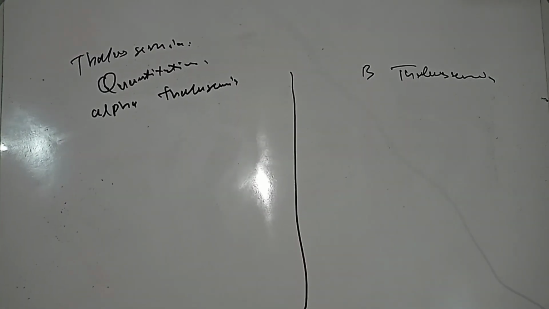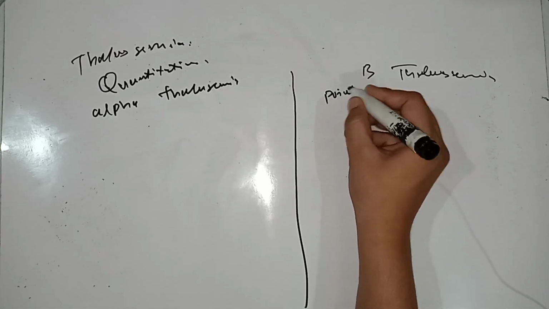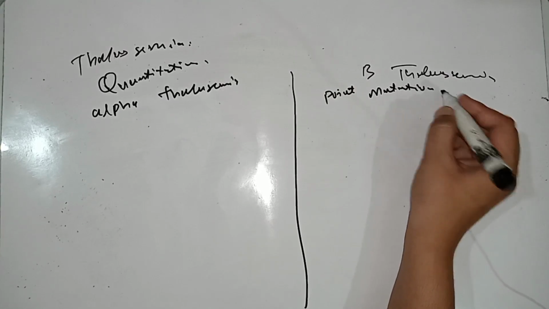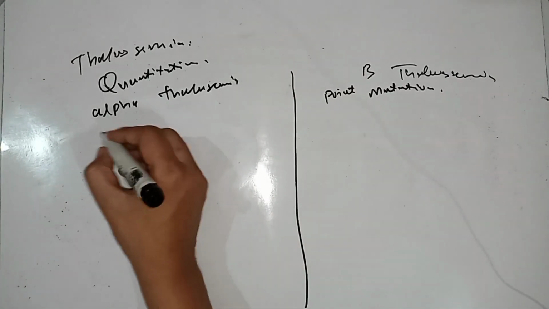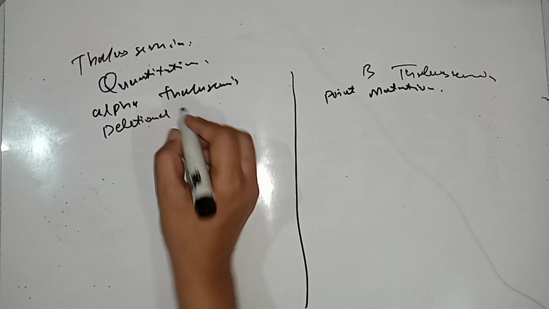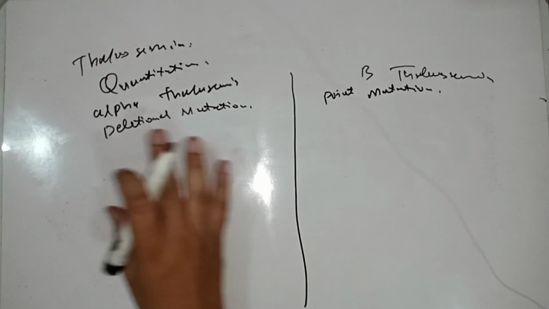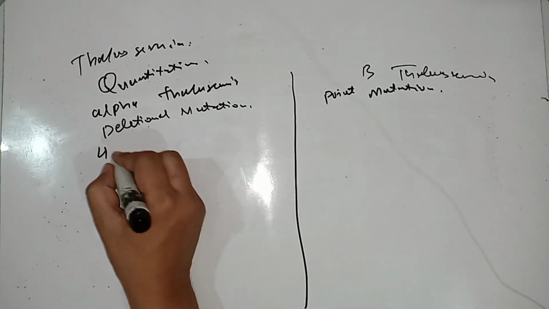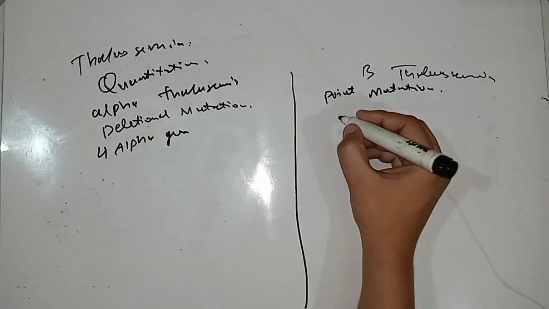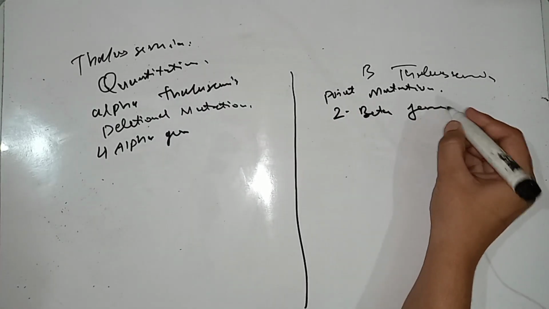So beta thalassemias are basically due to point mutation in the beta globin gene, and alpha thalassemia is basically due to gene deletion. It is due to deletional mutations. There are 4 alpha genes in humans, and beta genes are 2.